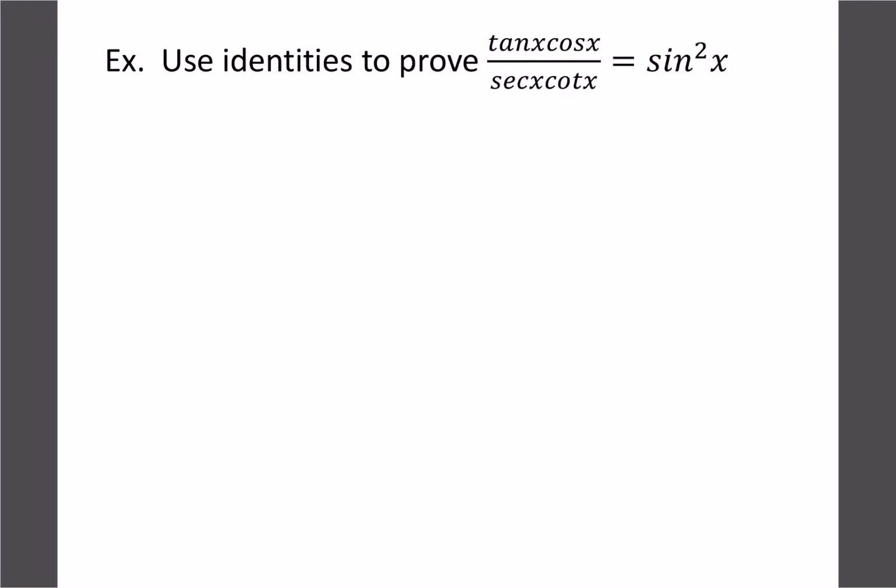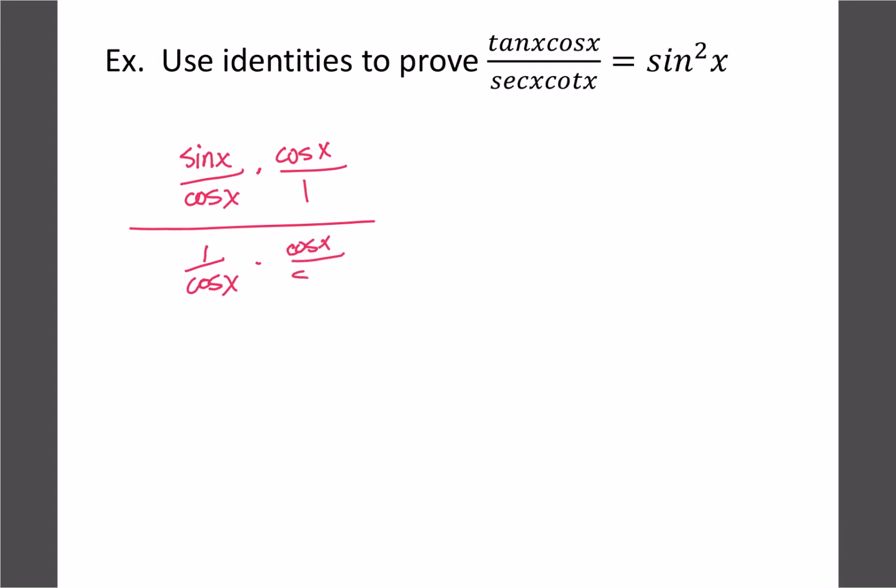So let's try another one. Here we got tan cos. So once again, let's change everything to sines and cosines. So tan would be sine over cos, and we're multiplying it by cos, so let's put it as cos over 1. Then on the bottom we got secant, so that's 1 over cos, and cotan would be cos over sine. And let's just leave the other side the same for now, sine squared.